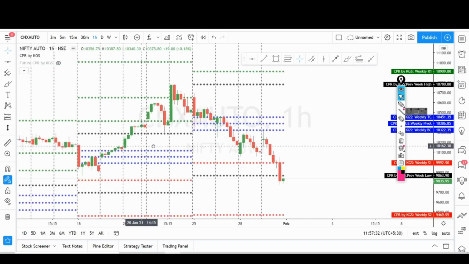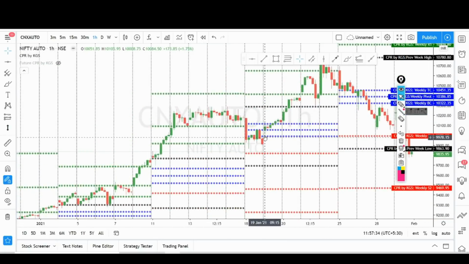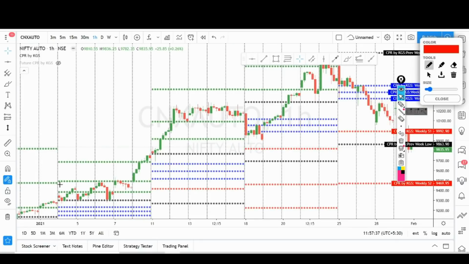So this is a general rule for CPR strategies. Now, if you look at the earlier weeks, the automobile index was above the CPR. It was sustaining above the CPR. See here, the important point you should note is the candles are below the weekly CPR, but still it managed to come above the CPR, breaking the first candle high, and then the rally started.